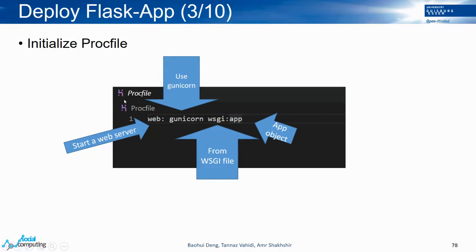Then we'll initialize the Procfile. And here is the line that we are going to use. We can see that web is to tell Heroku to start a web server. And we need to use gunicorn. From the wsgi file that we created, we need to call an app object. And app is an object that is used to pass request data to the application and to receive response data.